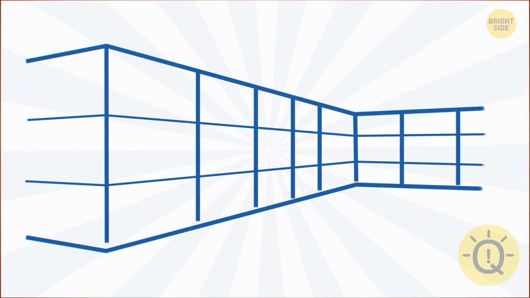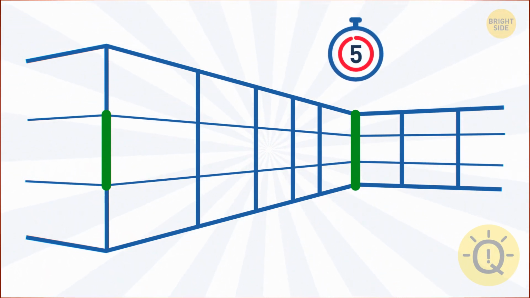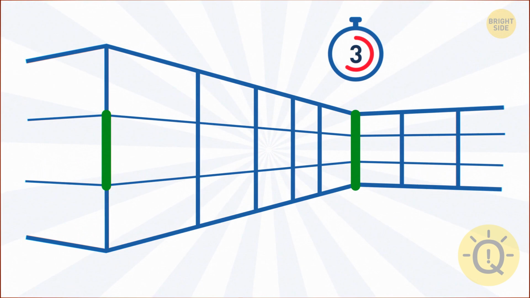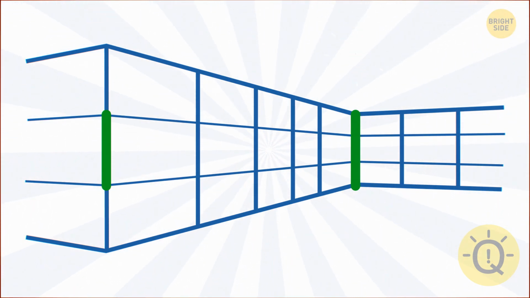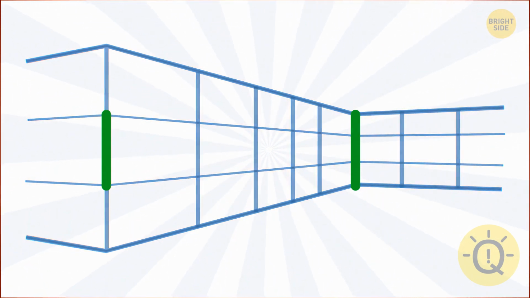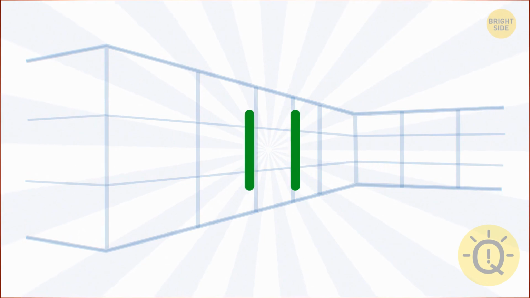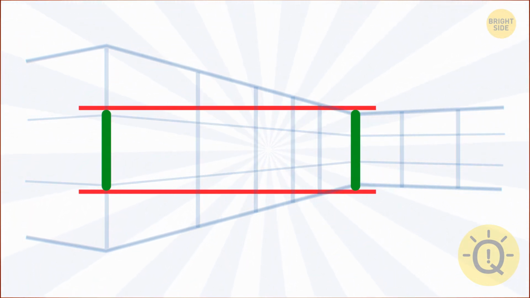Here's a classic Ponzo illusion. Which of the green lines is longer? It's the one in the foreground. Just kidding, they're the same length. This illusion works because your brain interprets the image with perspective, and it's just a simple 2D image.